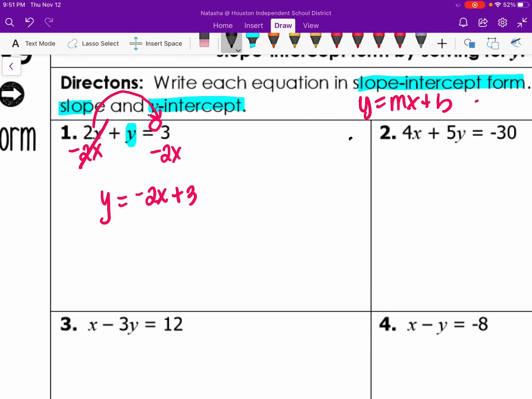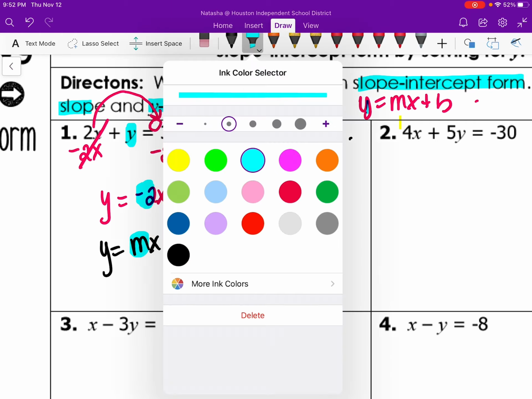Now if we compare that to slope-intercept form, I want to ask myself, am I done? How do I know I'm done? If you notice, the 3 is in the position of the b, so the 3 is our y-intercept, so b is equal to positive 3. The negative 2, the coefficient with x, is in the position of m. That's our slope. Our m is going to be negative 2.